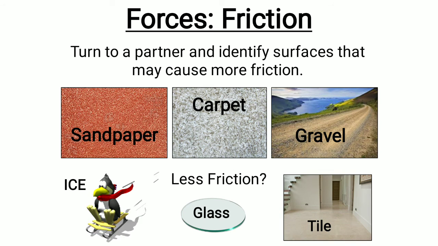Now, among sandpaper, carpet, and gravel, which will have the most friction? The answer is sandpaper will have the most friction because it has the most hills and valleys. Among ice, glass, and tile, ice will have the least amount of friction because it is the smoothest of all three.